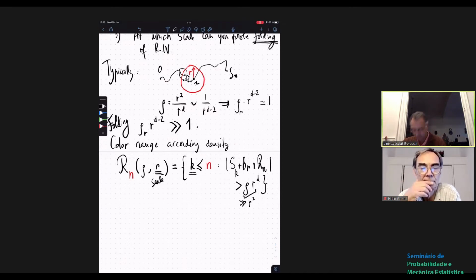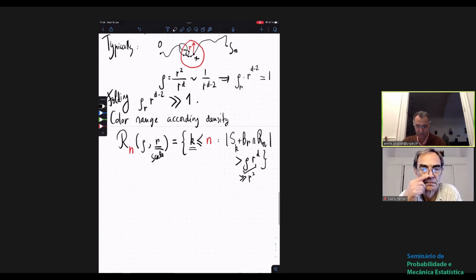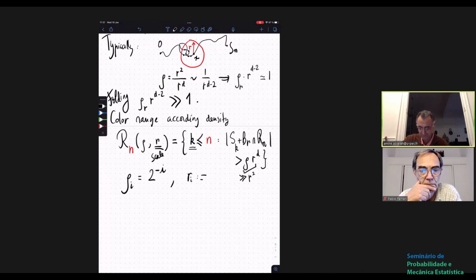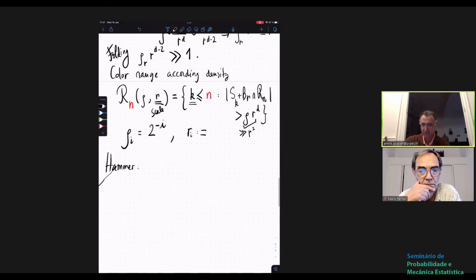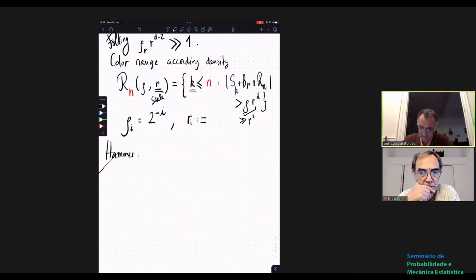And our hammer, the estimate we use over and over, is that we know how to estimate the size of this set. Now you have to think that the range of one random walk is going to be colored according to density, and the colors are just according to that. The r_i are going to be chosen accordingly. I have to tell you how. And let's say that our hammer is the following estimate.